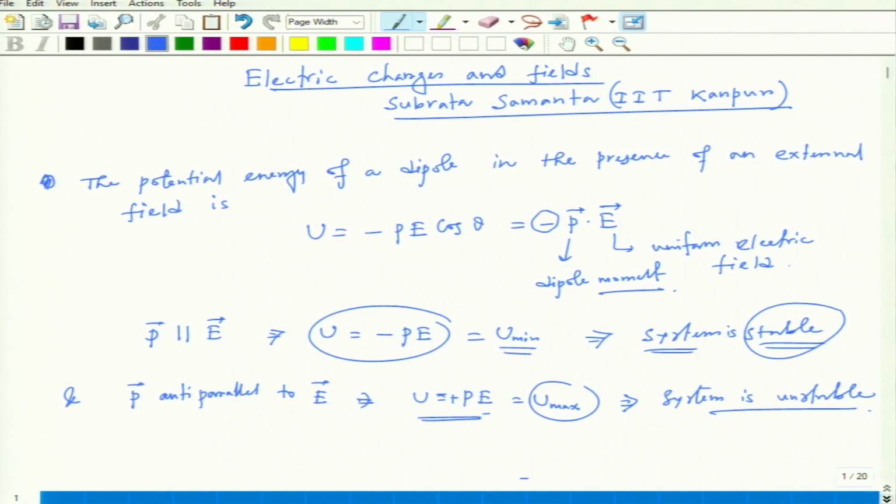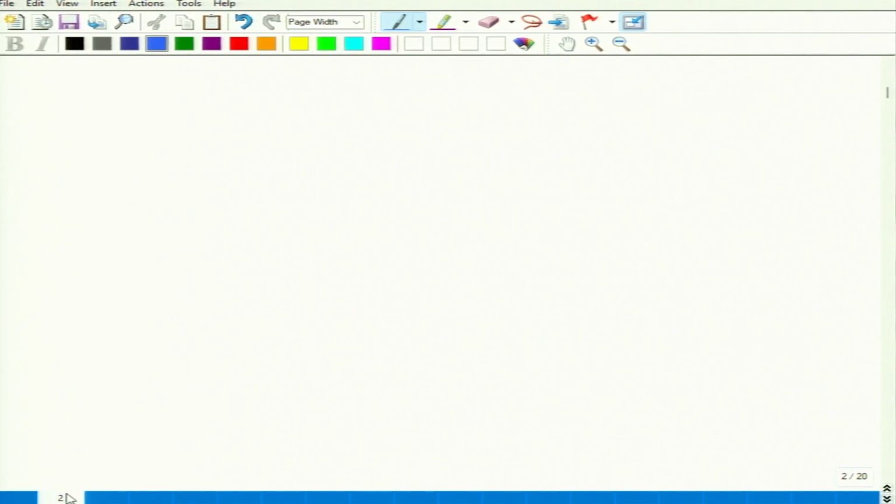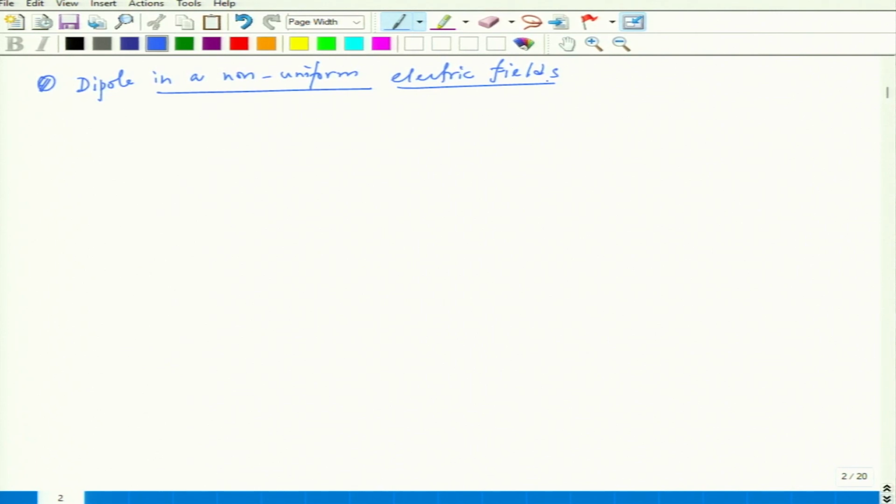So, today I am going to discuss what happens when we place a dipole in a non-uniform electric field. Dipole in a non-uniform electric field.